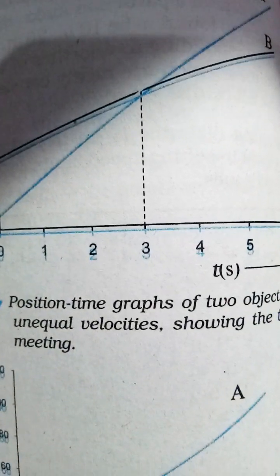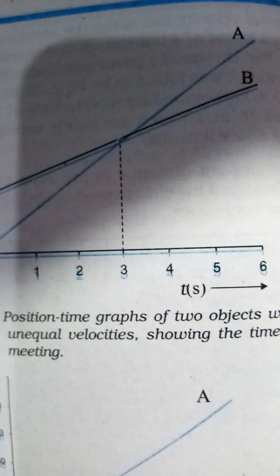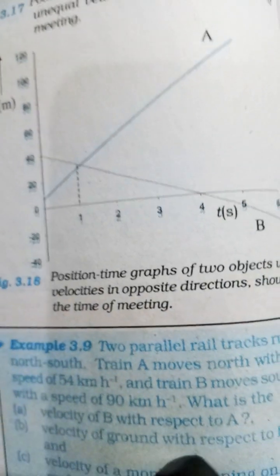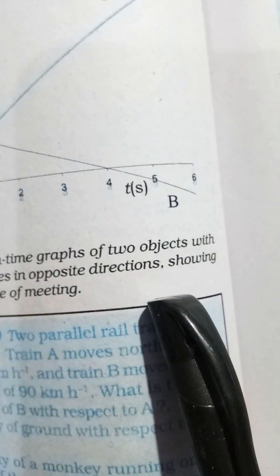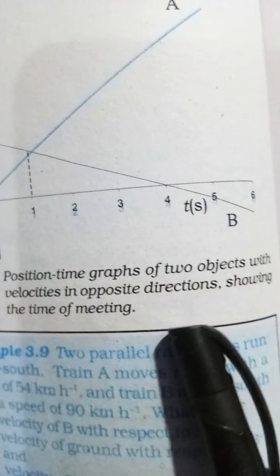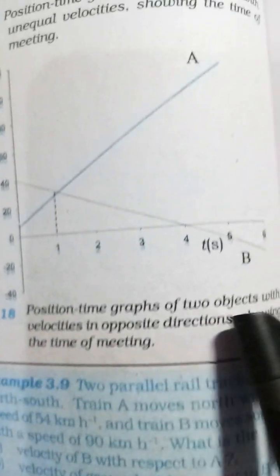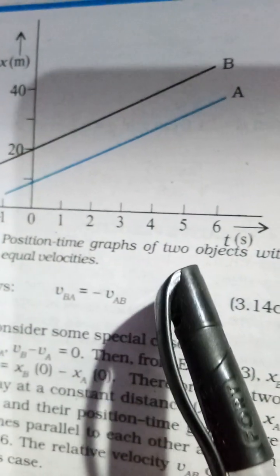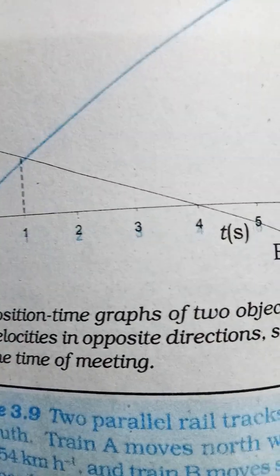Here you will see the position-time graphs of objects with equal velocity showing the time of meeting, and the position-time graph of two objects with velocities in opposite directions showing the time of meeting. You will see here, and here we will see the graph of two objects with equal velocity. So these graphs will provide you lots of information.